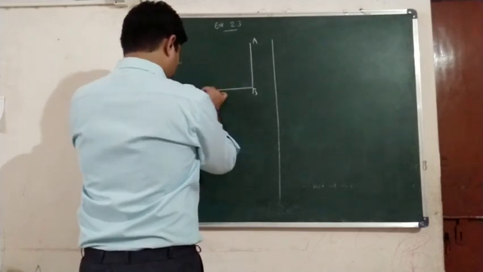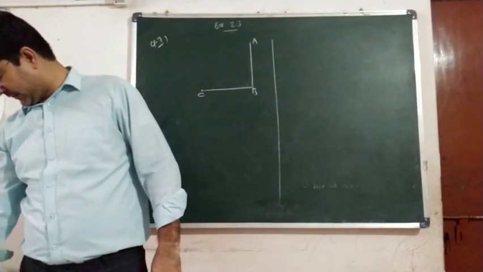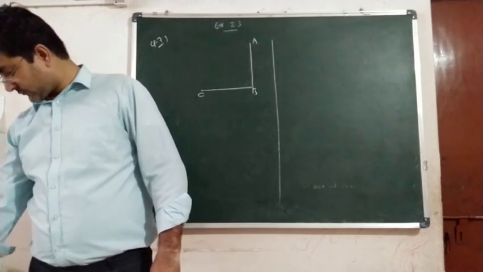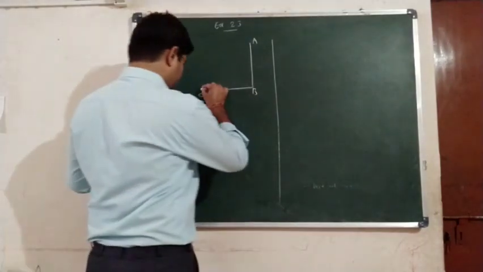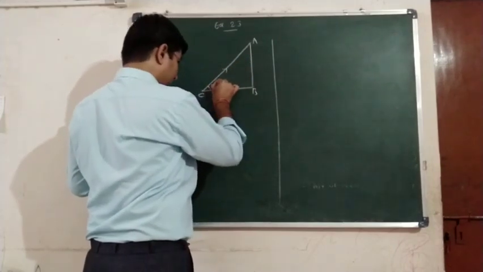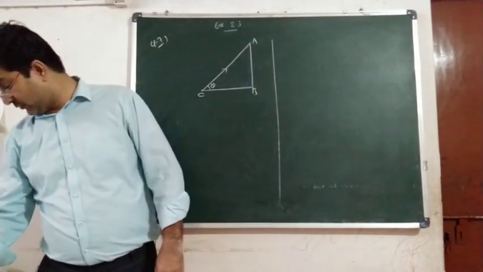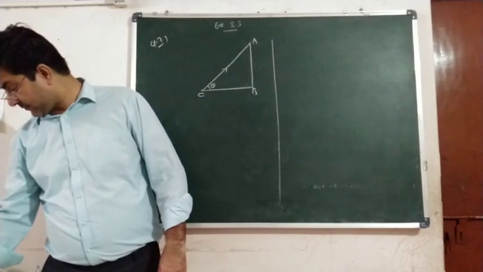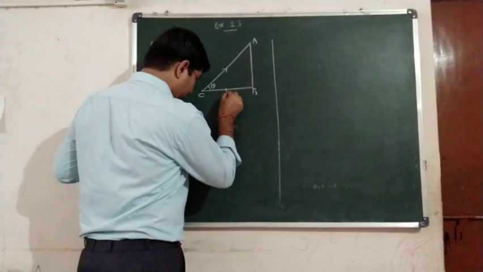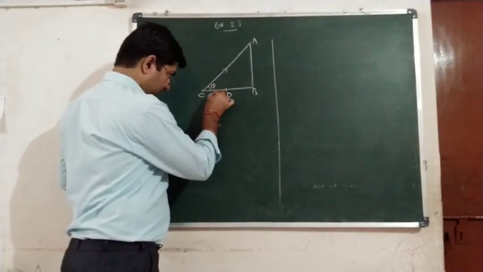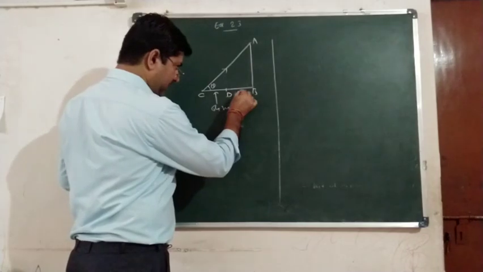At a certain point on the ground, say we have point C. If you look from this point C at the top of the tower, the angle of elevation is theta. Afterwards, it is given that the man walks 64 meters towards the tower. After walking 64 meters, suppose he occupies position D. This distance is 64 meters, and let us consider that distance DB is x meters.